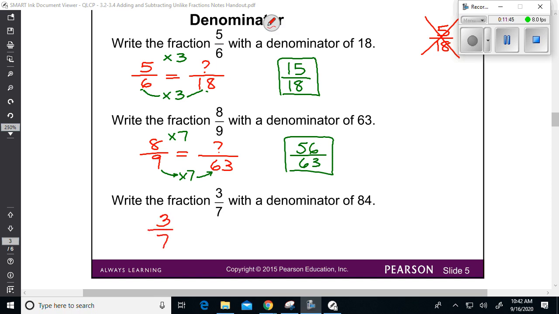You have 36 over 84. Is anyone willing to co-sign that? All right, so we got someone to co-sign with you, and I'm going to go ahead and verify that. 7 times 12 is 84, so 3 times 12 is 36 over 84. So I agree with your answer.